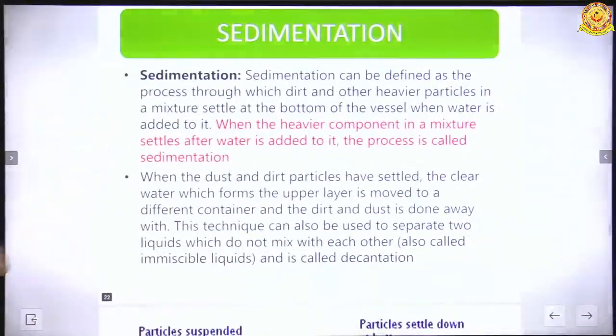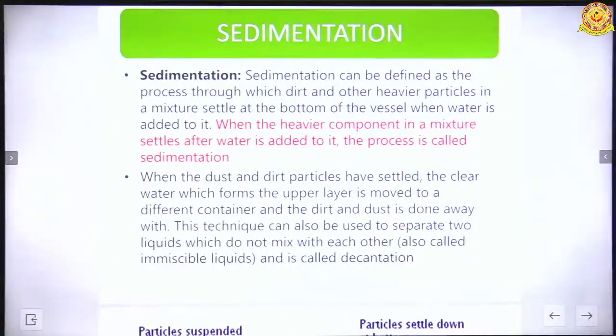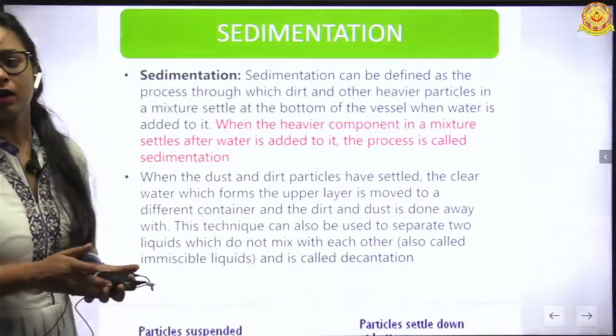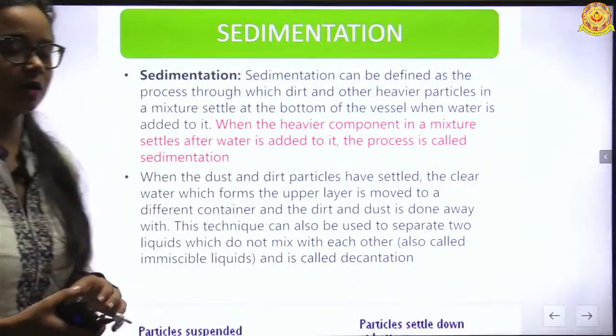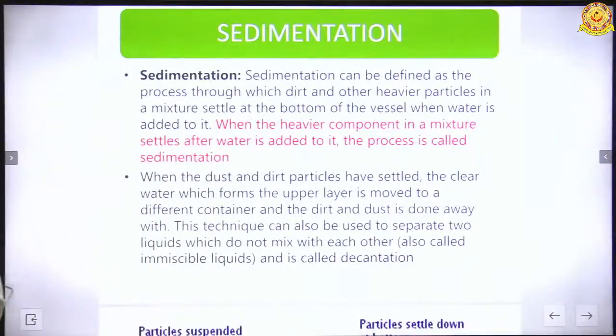Next is sedimentation. What is sedimentation? Sedimentation can be defined as a process through which dirt and other heavier particles in a mixture settle at the bottom of a vessel. When water is added to it, the heavier component in a mixture settles, and the process is called sedimentation. For example, when you mix an insoluble substance in water and it settles down at the bottom of a jar or a vessel, that is called sedimentation.